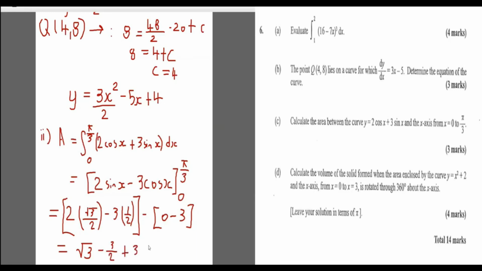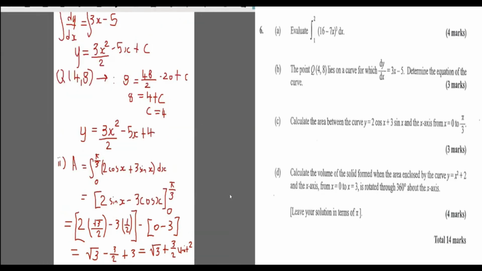So in reality, the final answer works out to be root 3 plus minus 3 over 2 plus 3, which is really just 3 over 2. All right, and so the final answer works out to be root 3 plus 3 over 2. And don't just stop there, guys, please. Remember, area is units square. So put on your units square. That's area. That takes care of this question.